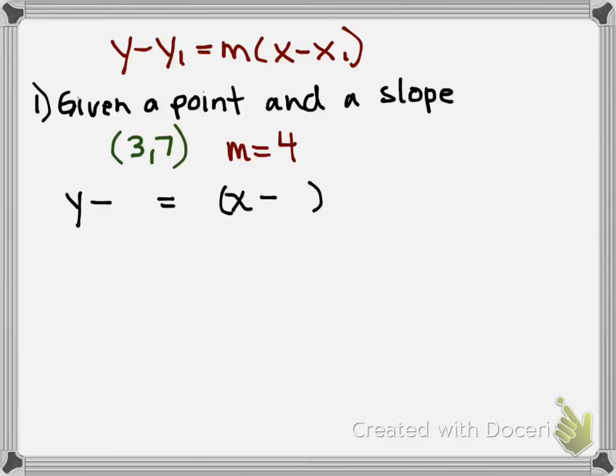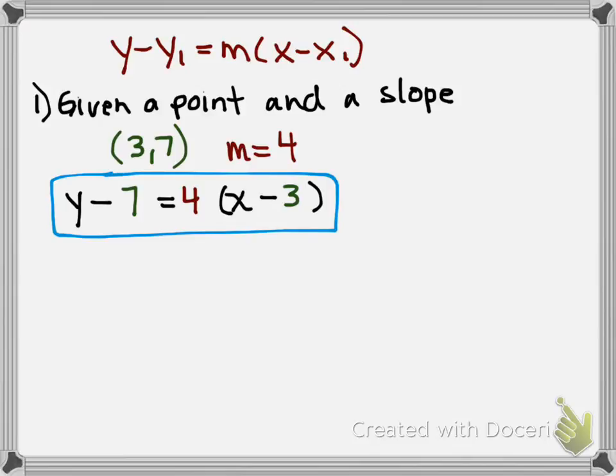Okay, so I'm going to go ahead and plug in. 7 goes in the y spot, 3 goes in the x spot, 4 goes in the m. And that's it. I'm done. There's my answer. That was easy. Super easy. That's point-slope form. If they're asking for an equation in point-slope form, you're done.